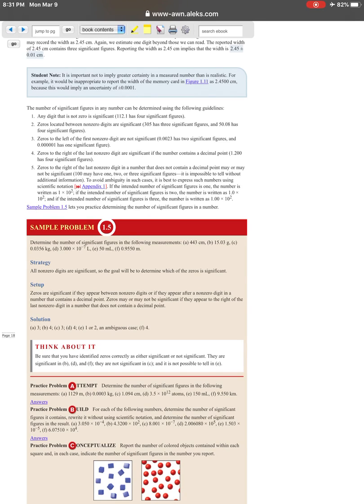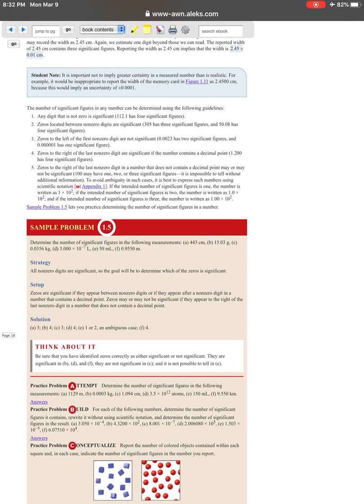Determine the number of significant figures in the following measurements. A, 443 centimeters. Well, for A, all 3 of those digits are non-zeros, so they all count. So that's got 3 sig figs. B, 15.03 grams. Well, there's a 0 in there. That 0 is in between non-zeros, so that counts. That would be rule number 2. So that's 4 sig figs. In C, there's 2 zeros. Those are to the left of the non-zeros, so they do not count according to rule 3. So only the 3, 5, 6 counts, so that's got 3 sig figs.